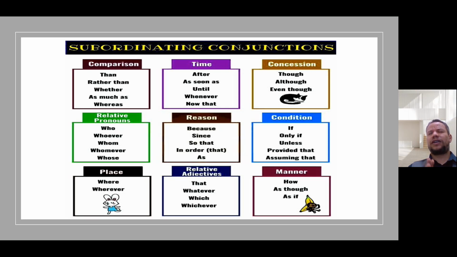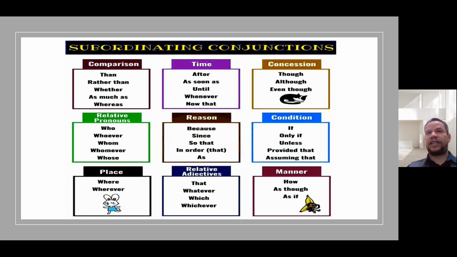Okay, sir, I have a question here. You said so that. Is it the same as so in FANBOYS, the type 1 coordinating conjunctions? No. So is different from so that. So in FANBOYS, for coordinating conjunctions, is different from so that, which is a subordinating conjunction. You will see that later.